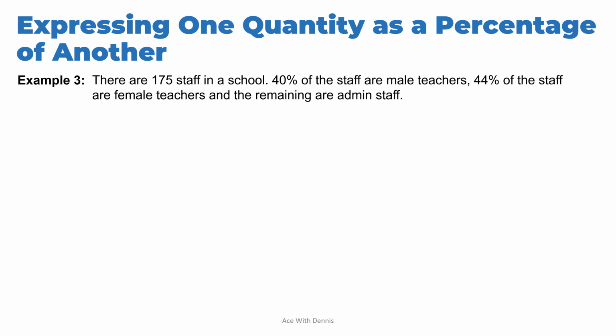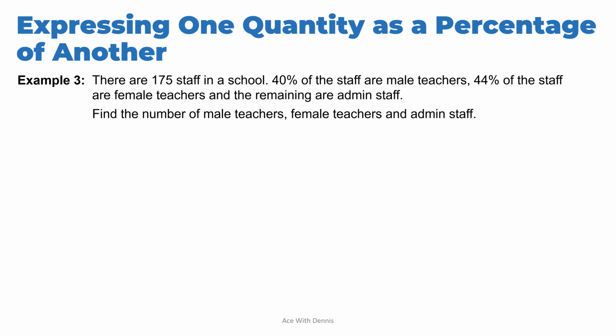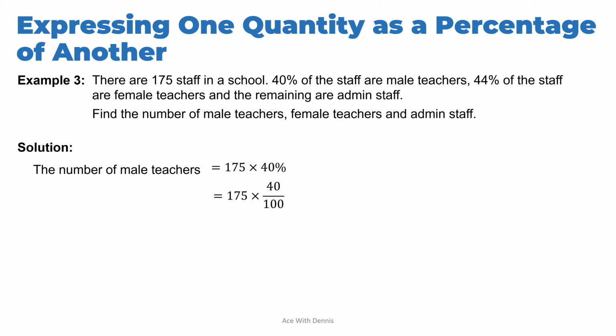Example 3. There are 175 staff in a school. 40% of the staff are male teachers, 44% of the staff are female teachers, and the remaining are admin staff. Find the number of male teachers, female teachers, and admin staff. So here's the solution. The number of male teachers is 175 times 40%, as 175 is the total staff in the school. So 40% is 40 over 100, and the answer is 70 male teachers.